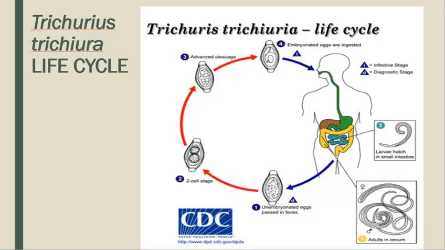Okay, here's the life cycle for Trichuris trichiura. The embryonated egg is going to be ingested by the host. It's going to go to the intestine. The unembryonated egg is going to be passed into the feces, and then the egg is going to mature out in the environment, likely out in the soil, before it's able to reinfect another human. And here are the differences between the male and the female, but I've got a better picture coming up where you can see those differences a little bit better.